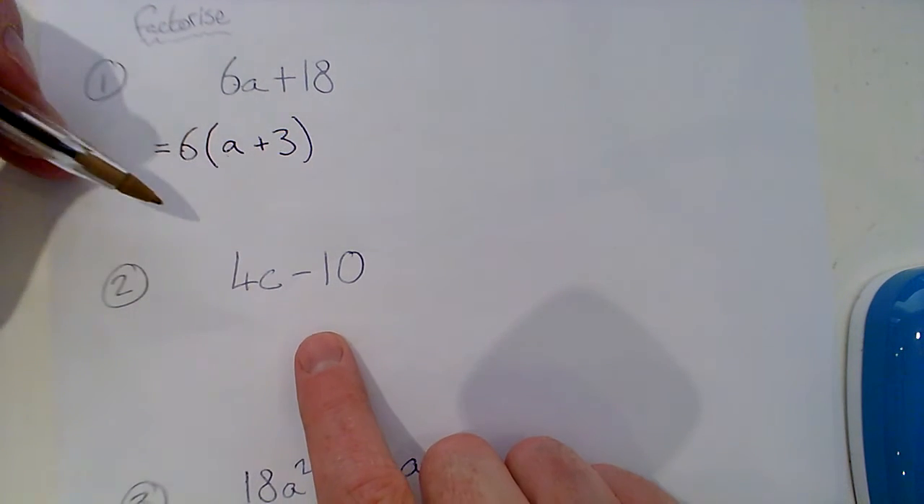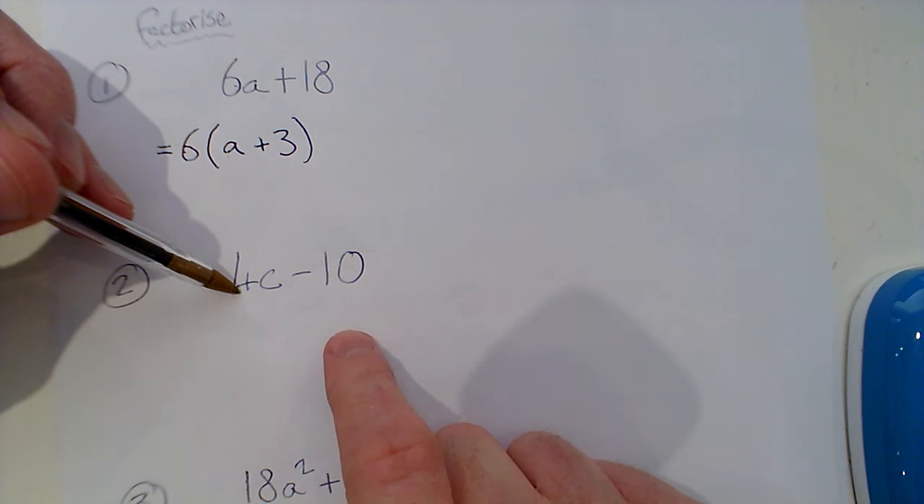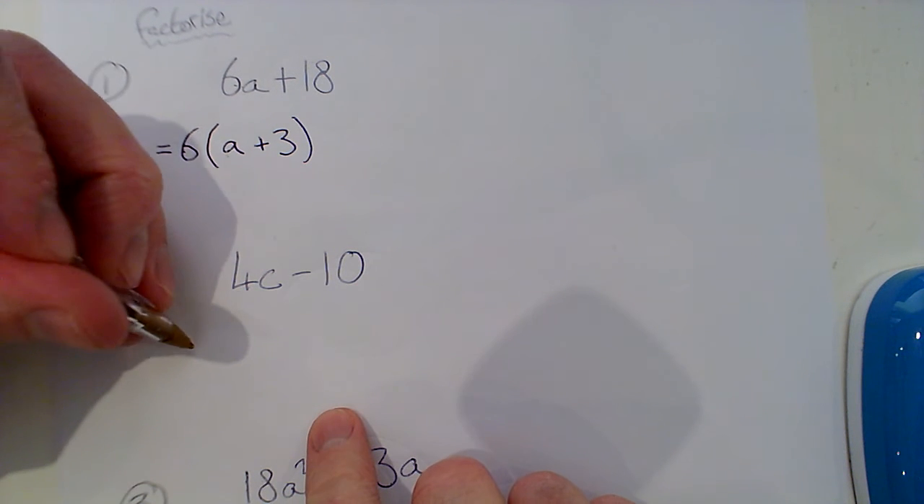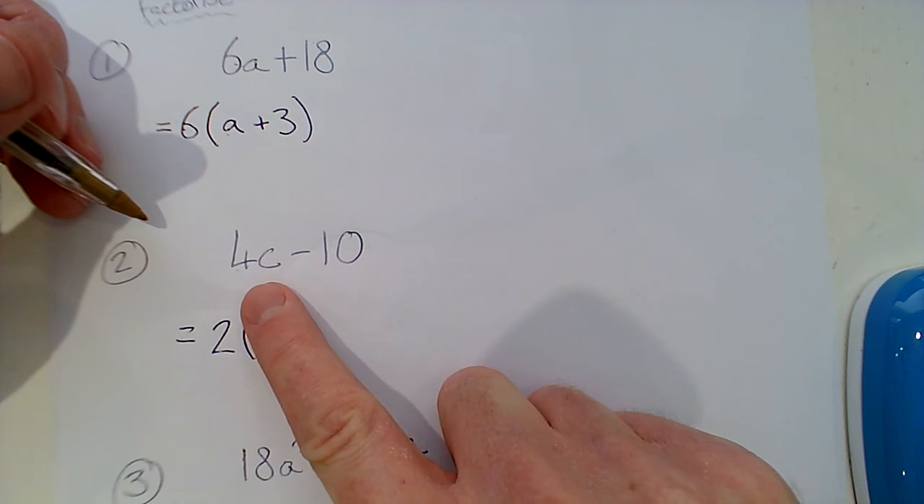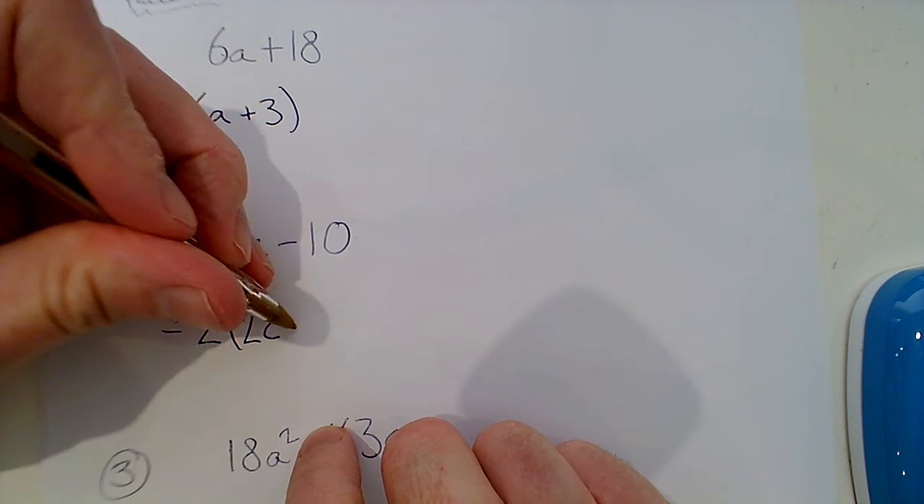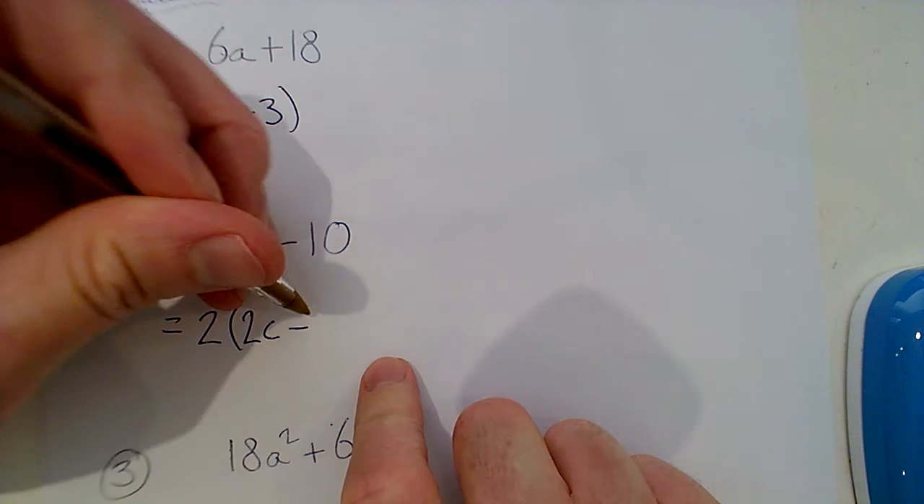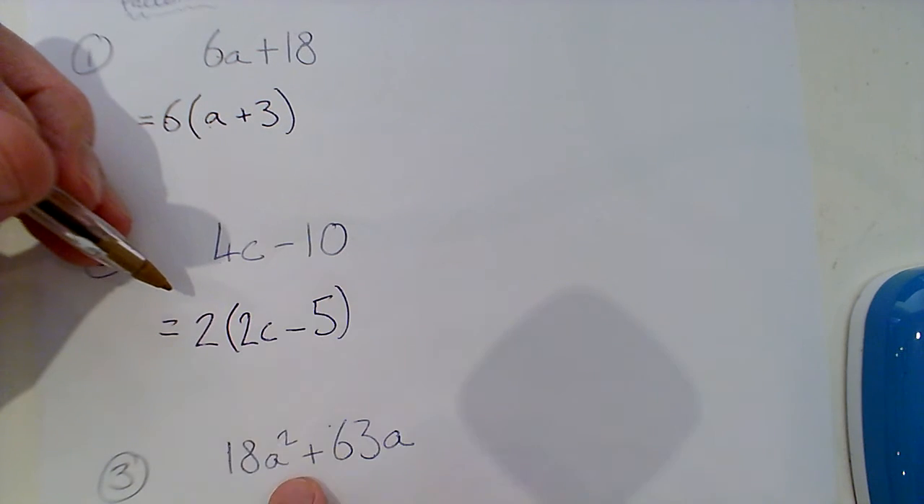Let's try the second one. 4c minus 10, same process. What do these two bits have in common? The 4c and the 10, they are both in the 2 times table. So we write 2, open my bracket. Now to get from 2 to 4c, it's 2c. Keep that minus. To get from 2 to 10, it's 5. So if we expanded the brackets for that, we'd end up back where we were.